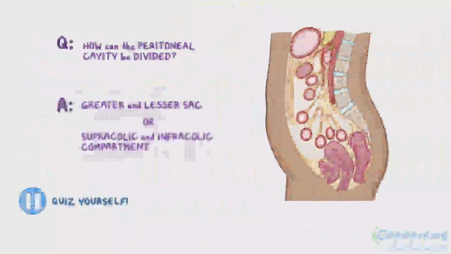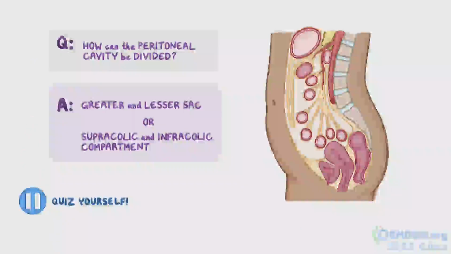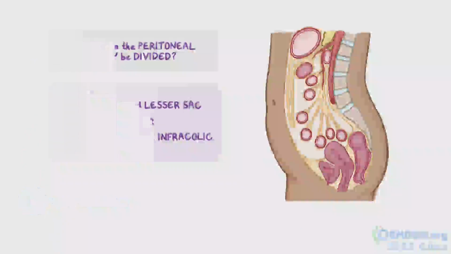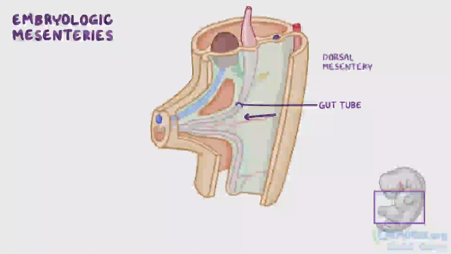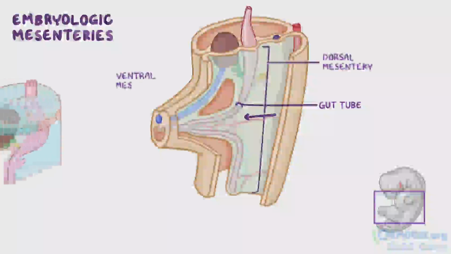Now let's switch gears and explore the development to understand how these structures came to be. Let's first look at the embryologic mesenteries. Now, the gastrointestinal tract begins as a tube, known as the gut tube. Initially, it is closely associated with the posterior abdominal wall, but begins to move farther away from it. The gut tube is then suspended from the dorsal wall of the embryo by connective tissue known as the dorsal mesentery, and from the ventral wall by the ventral mesentery.